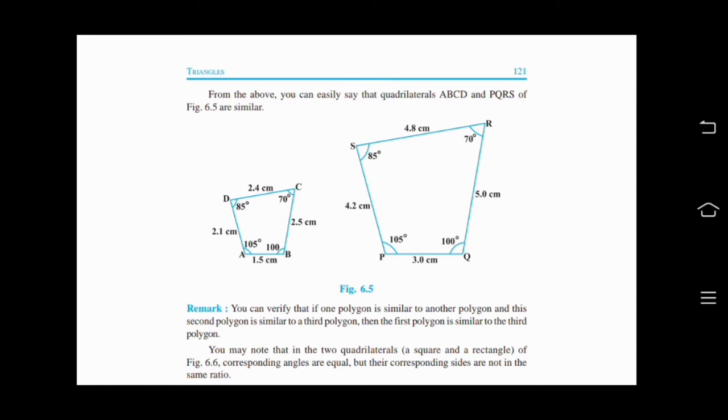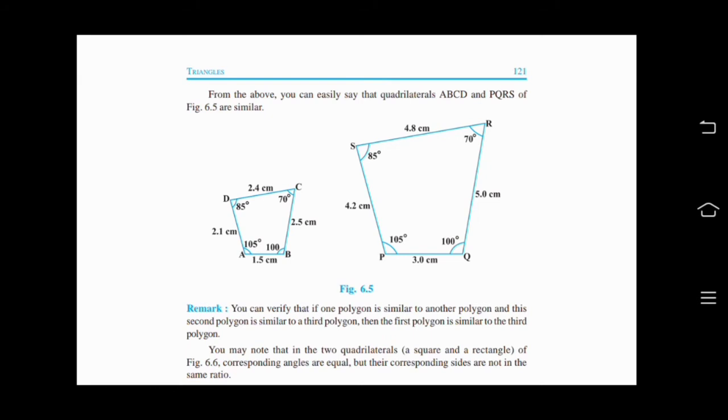Let us check the second condition. What is the second condition? Corresponding sides should be proportional, right? Now let us observe side AD. What is the length of AD? 2.1 centimeters. Which is the side proportional to AD? That is PS. PS is 4.2 centimeters. 4.2 is exactly twice 2.1 centimeters. So the corresponding sides ratio is 1:2, right?